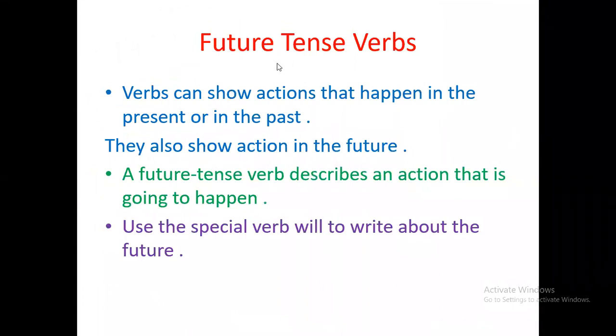Verbs can show actions that happen in the present or in the past, and they also show actions in the future. The future tense verb describes actions that are going to happen. They didn't happen, but they're going to happen. Use the special verb will to write about the future.